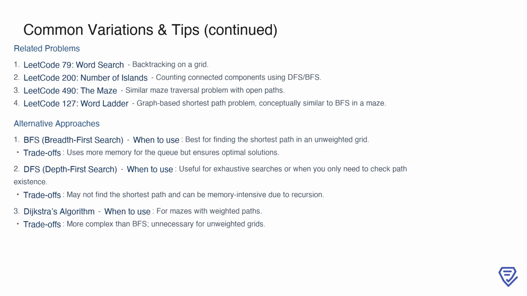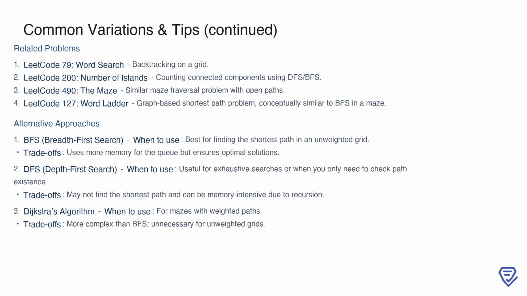Maze problems also share similarities with other coding challenges, so practicing related problems can help you prepare. For example, LeetCode 79, word search, involves backtracking on a grid, while LeetCode 200, number of islands, focuses on counting connected components using DFS or BFS. LeetCode 490, the maze, is another traversal problem with open paths, and LeetCode 127, word ladder, explores graph-based shortest path concepts similar to BFS in a maze.